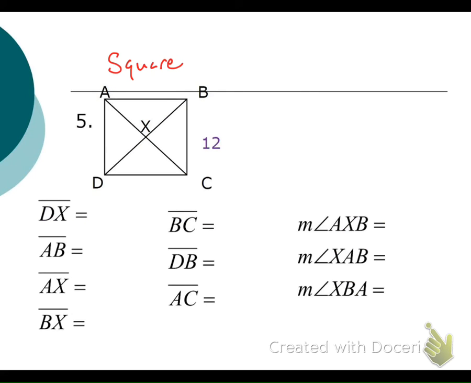Okay, so here you guys see that this is a square. So what do we know about squares? What do we know about all the sides? They're going to be congruent, so all these are going to be 12s. So let's see how many of those we can fill out. We know that AB is going to be 12. We know that BC is going to be 12. I think that's all that we have here.